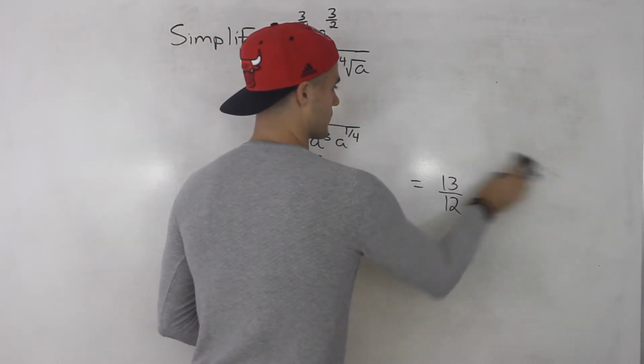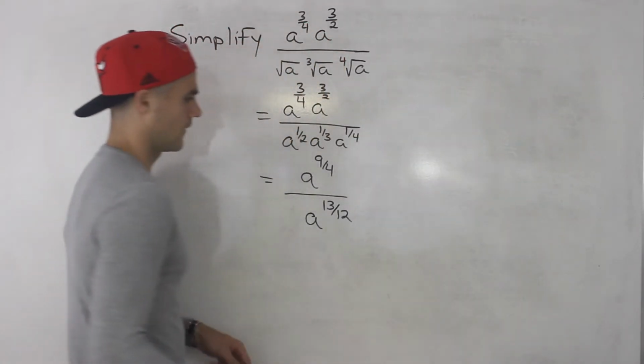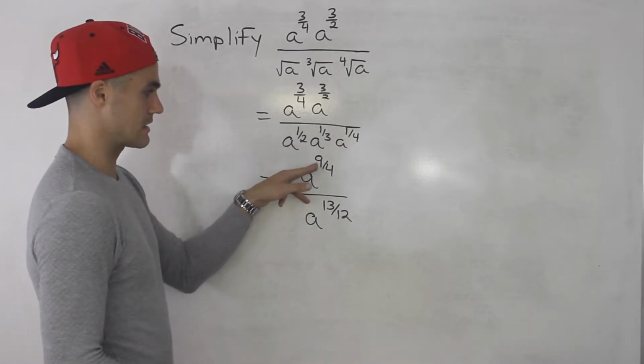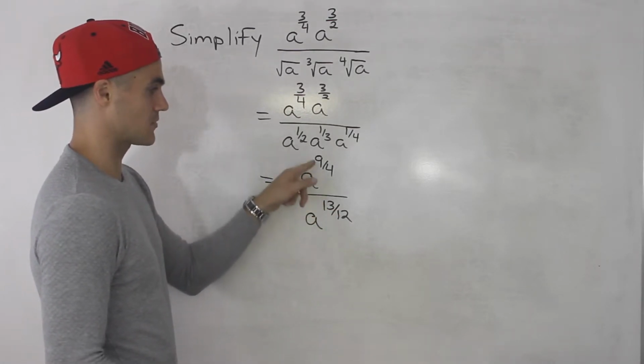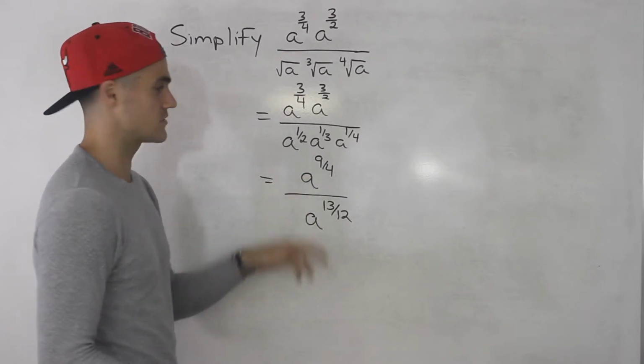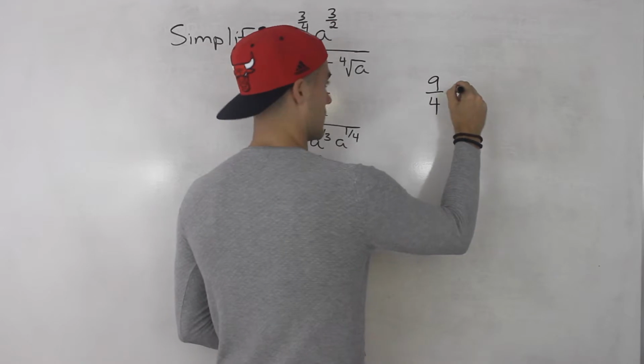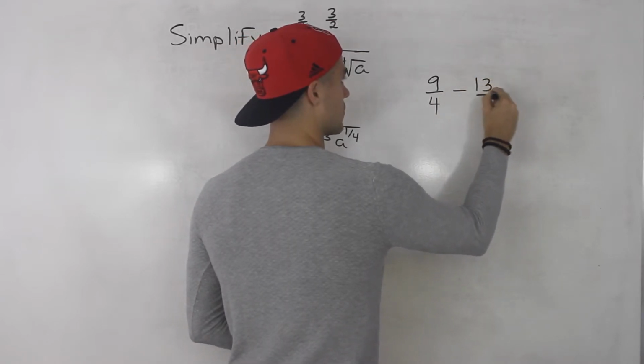And then from here, these two expressions are dividing, so we can subtract this exponent from this one, right? Because they both have the same base. So we'd have 9 over 4 minus 13 over 12.